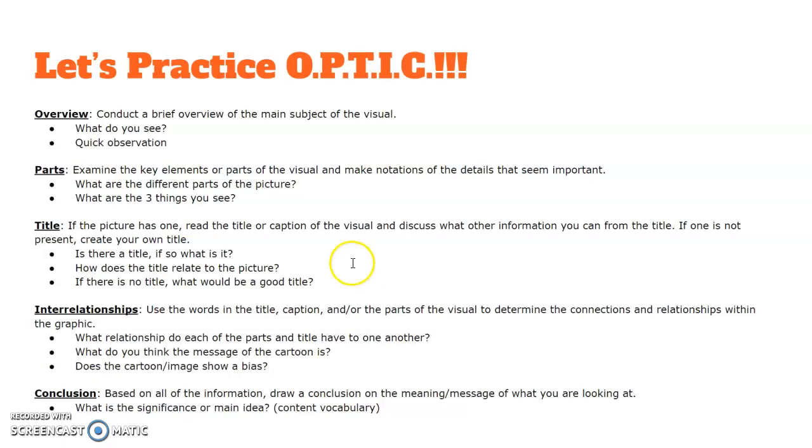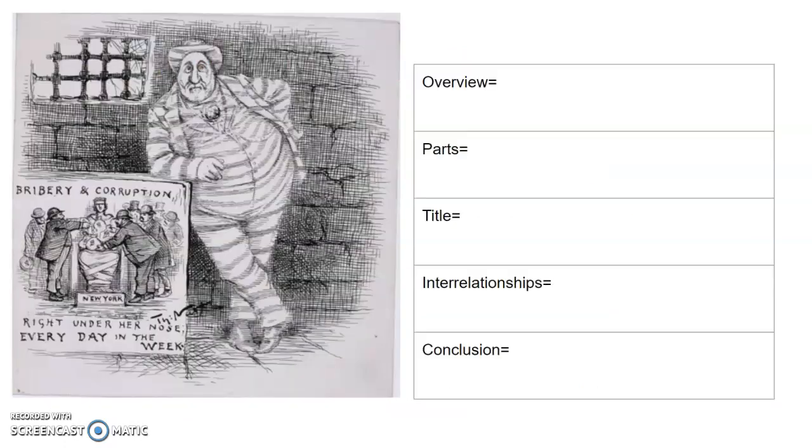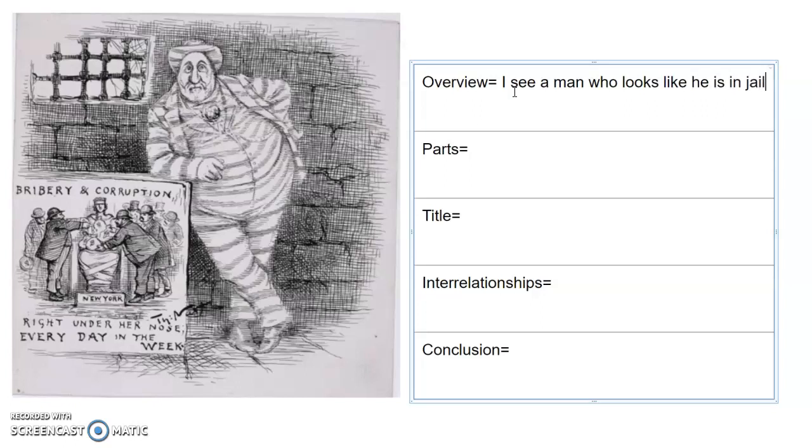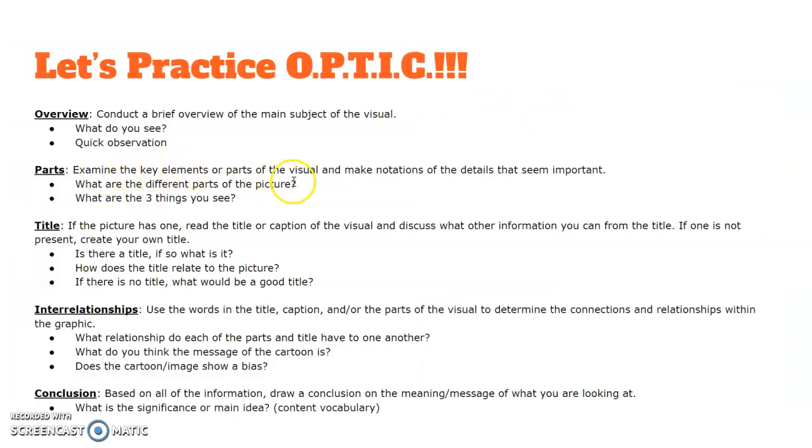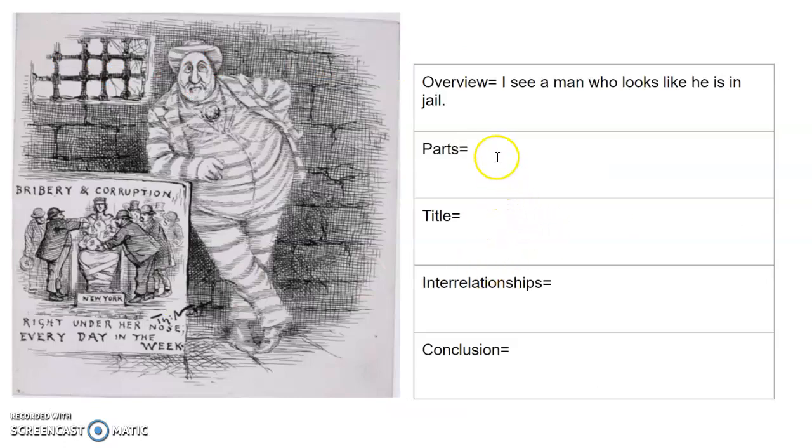So for the overview, what do you see in a picture? Well, let's take a look at a picture real quick. Right here. What do you see? Okay, so for an overview, I could say something like, I see a man who looks like he is in jail. Okay, but there are all sorts of different things that you notice about him, and that's when we get to parts. So let me go back here. Parts, examine the key elements or parts of the visual and make notations of the details that seem important. Okay, and we typically want to see 3 of those things. All right, so let's go back and take a look. What parts do we see?